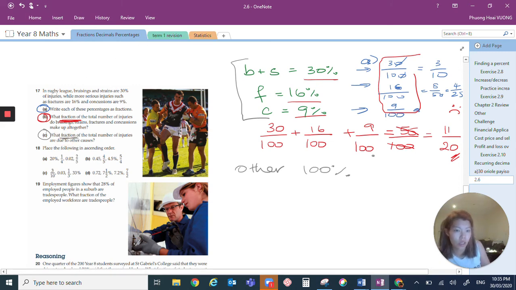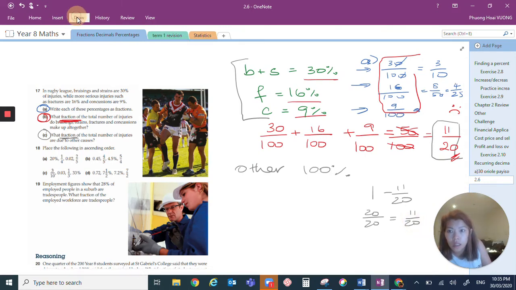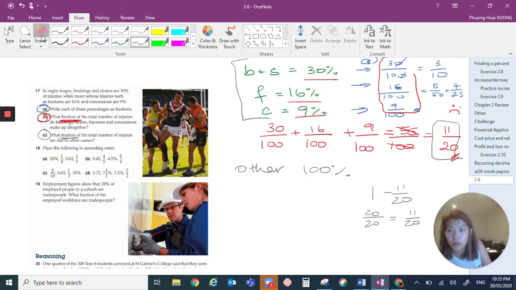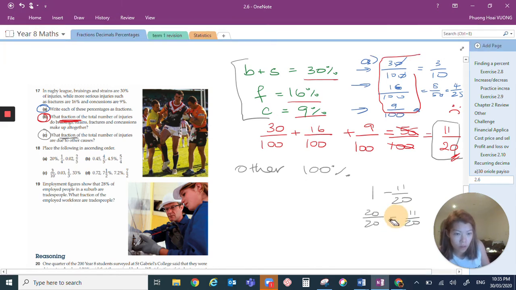So there's 2 ways to do this. Now we know that this is what we're talking about. 100% is 1, so we can do 1 minus 11 over 20, which is 20 over 20 minus 11 over 20. That is totally a minus. Sorry, guys. Let me fix that. Which is 9 over 20.